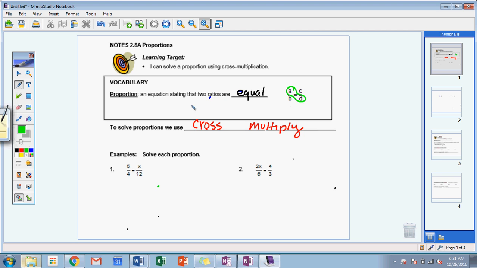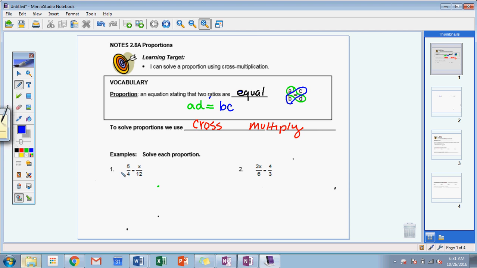So A times D in that first diagonal is equal to whatever the multiplication of the other diagonal is, B times C. That's why cross multiplication works to solve proportions, because the two diagonals, when you multiply them together, are going to be equal. So I'm going to show you a first example of a proportion that's relatively simple.